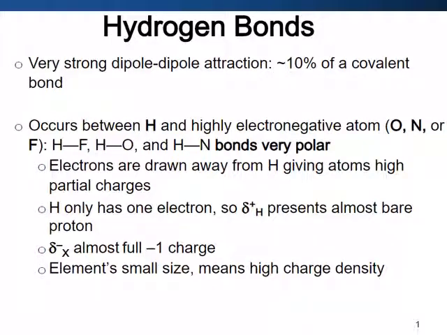Hydrogen bonding is a very strong dipole-dipole attraction, around 10% of the covalent bond. So hydrogen bonding is quite strong. It just occurs between hydrogen and FON: fluorine, oxygen, and nitrogen. Like hydrogen and fluorine, hydrogen and oxygen, and hydrogen and nitrogen, they're very polar.